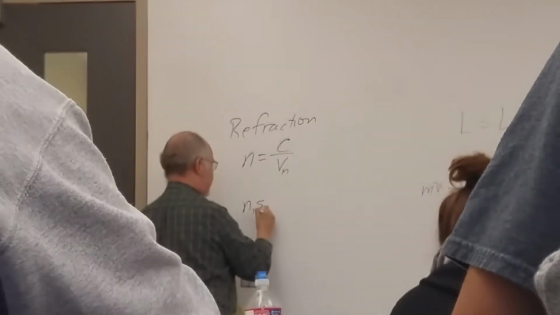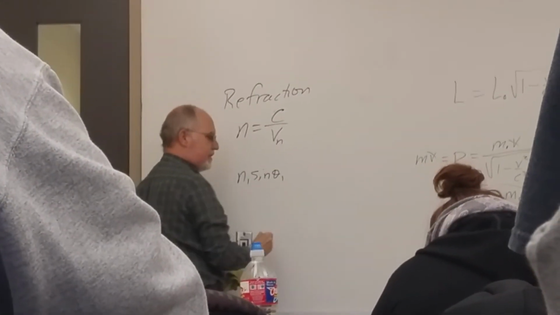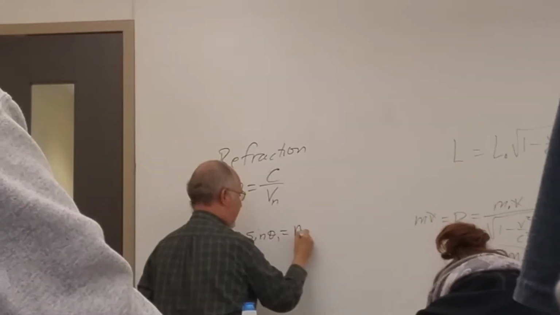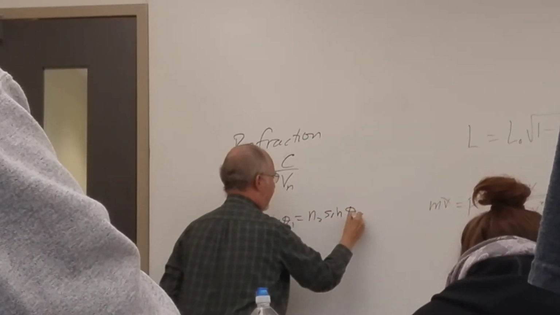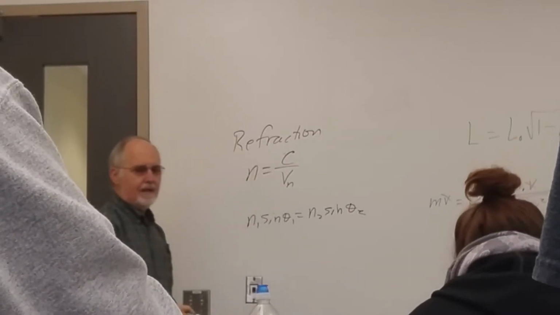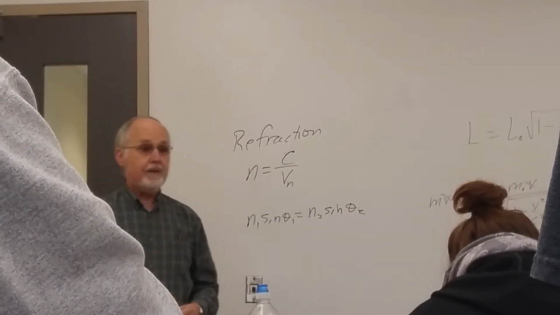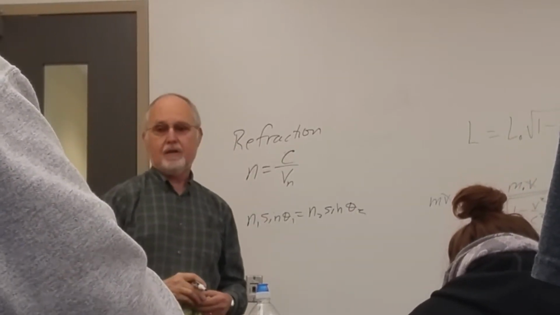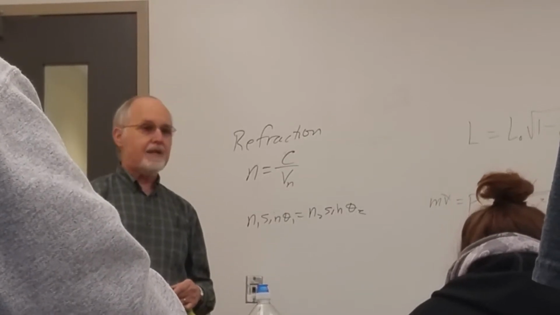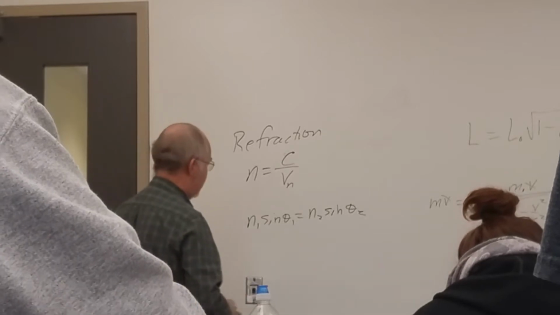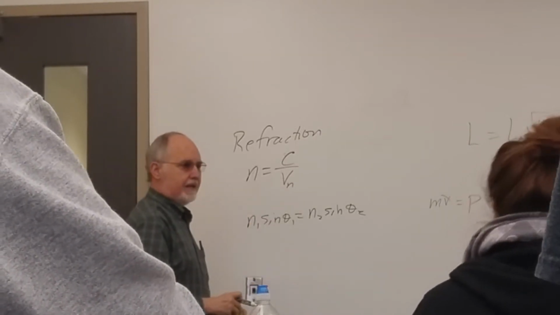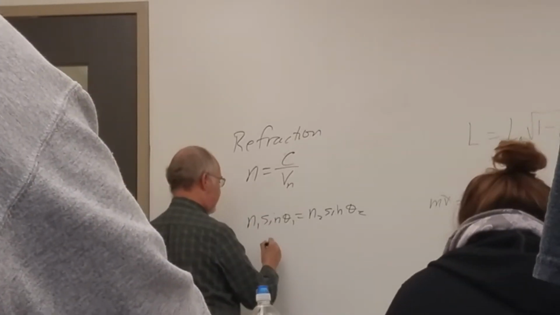One side's index times the sine of the angle on that side is equal to the index on the other side times the sine of the angle on the other side. So if you go to a bigger index, the angle gets smaller. If you go to a smaller index, the angle gets bigger. This product has to remain constant.